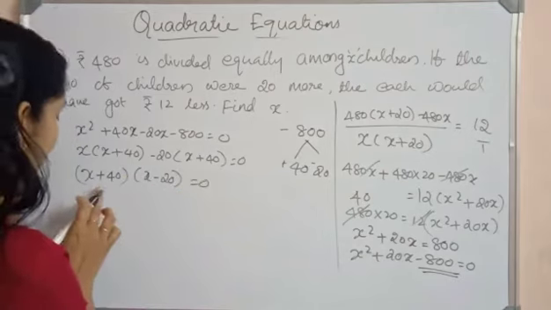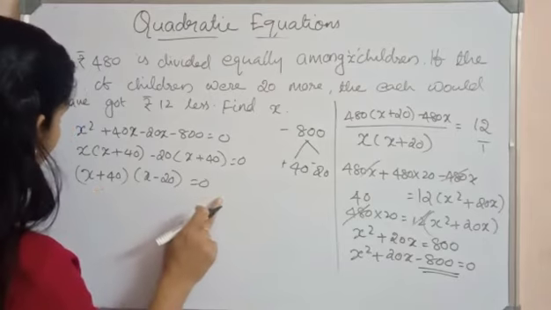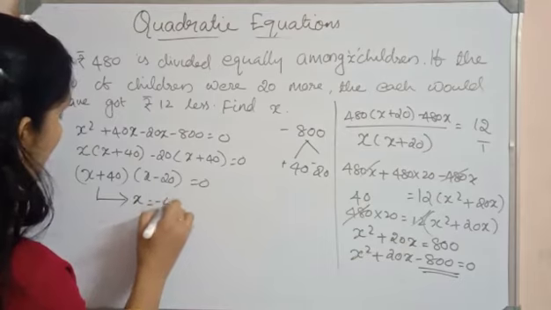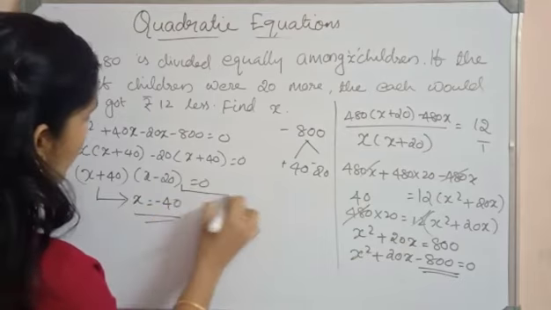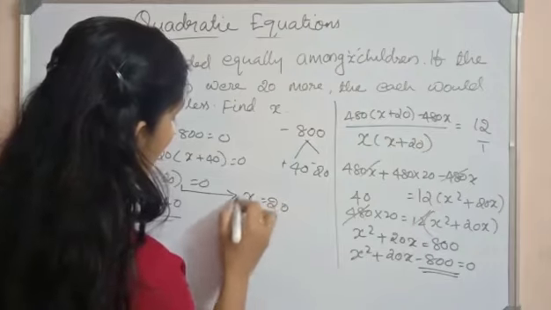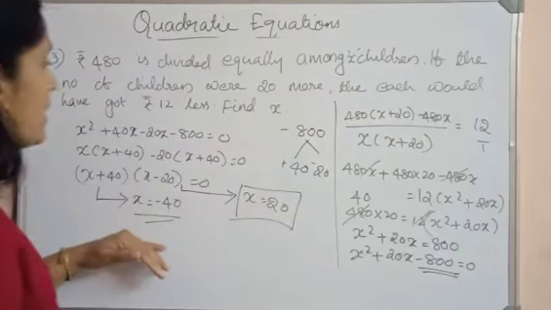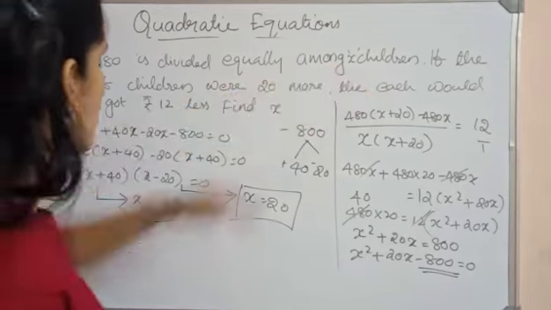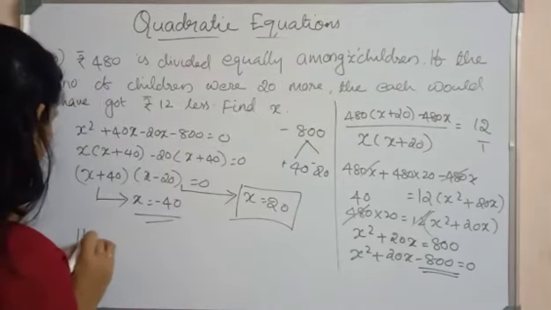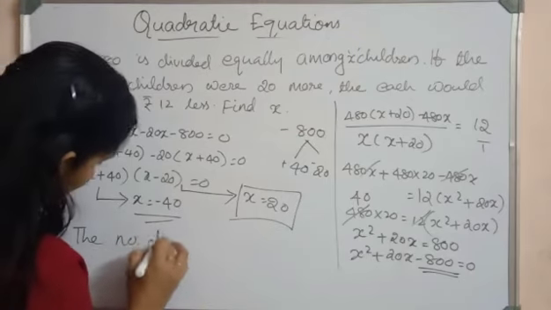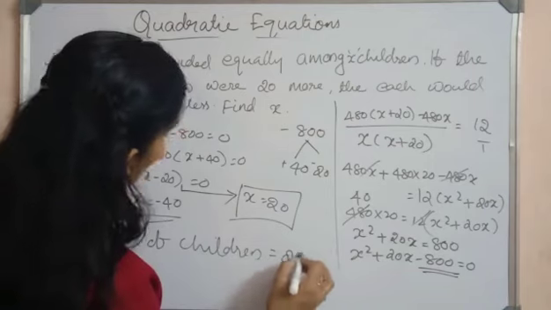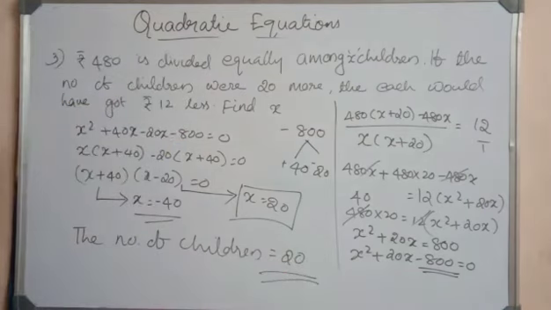This implies either x plus 40 is 0 or x minus 20 is 0. Here when x plus 40 is 0, x is equal to minus 40, and when x minus 20 is 0, x is equal to plus 20. And here x cannot be negative since it is the number of children. Therefore, x is equal to 20. We can write that the number of children is equal to 20. That is what we have to find.